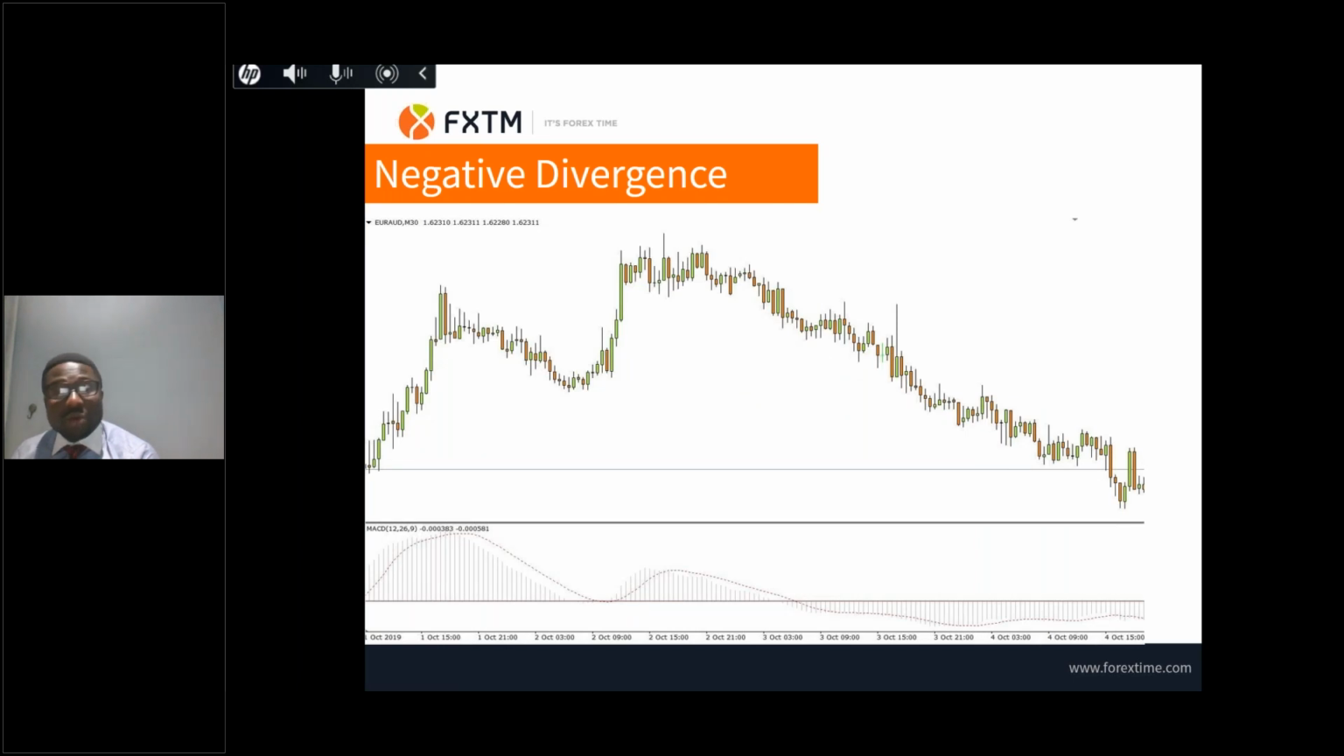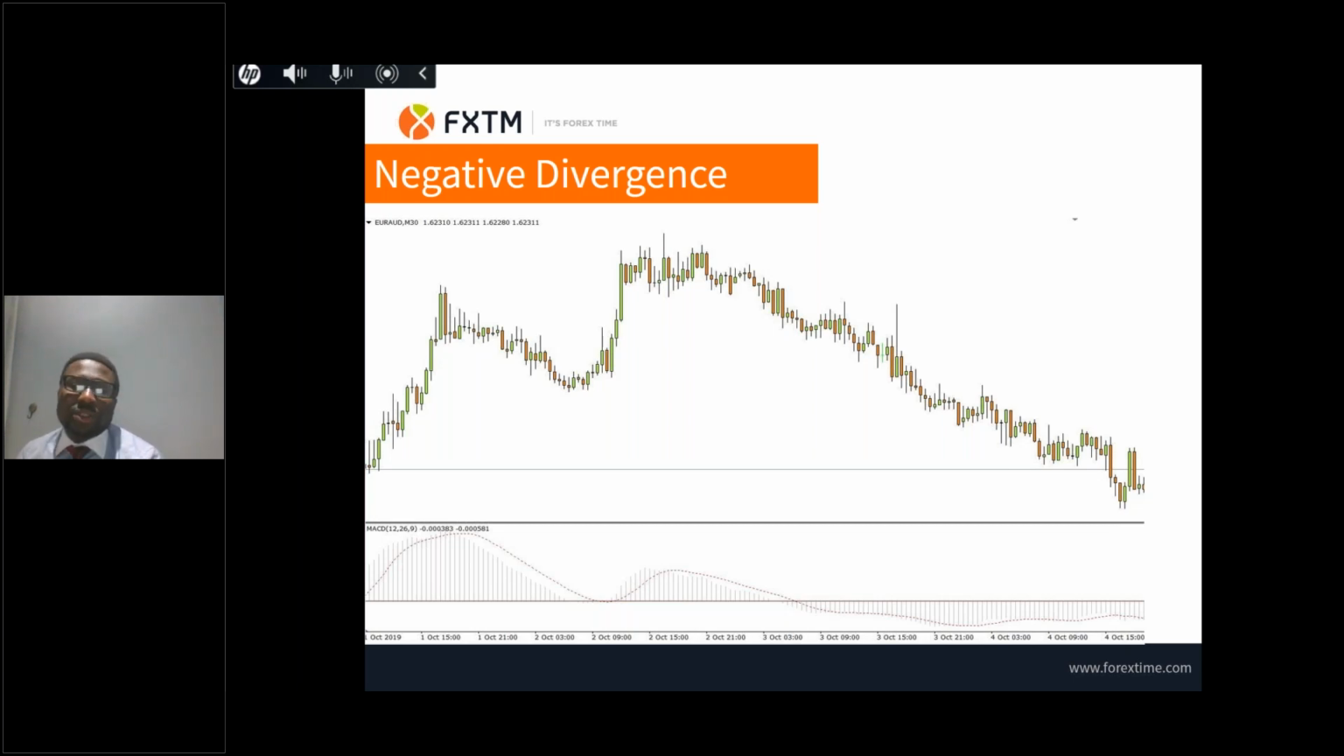Okay, we'll be looking at negative divergence right now. What is a divergence? We're trying to consider a divergence between price and the indicator. The indicator is supposed to be going in the same direction as price travels. There are two kinds of divergence: the regular divergence and the hidden divergence. Here we are concentrating on the regular divergence, so we'll just call it divergence. If it's hidden, you'll see hidden in it.